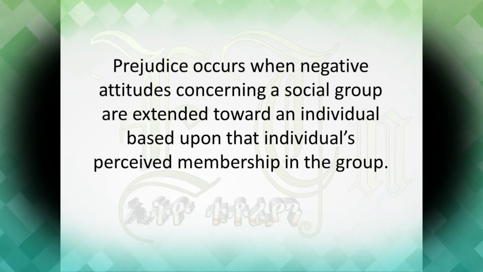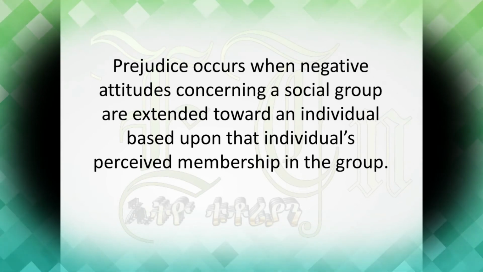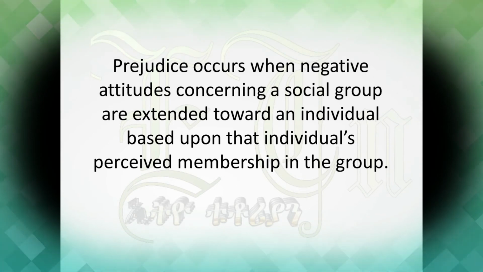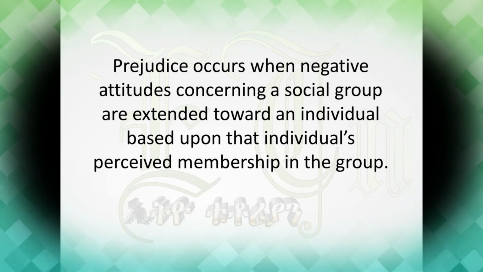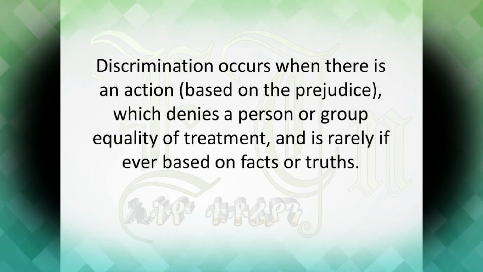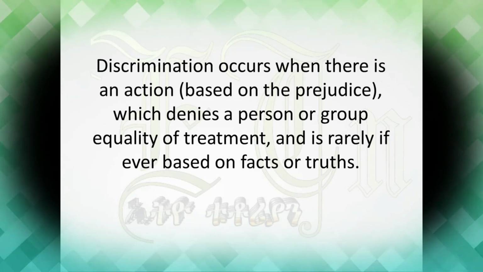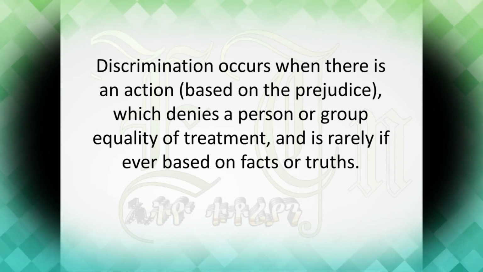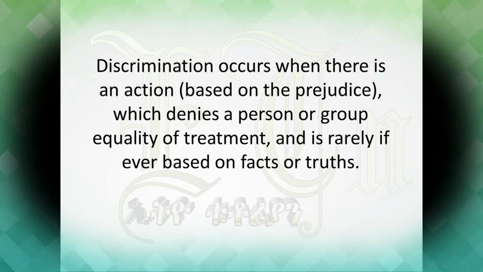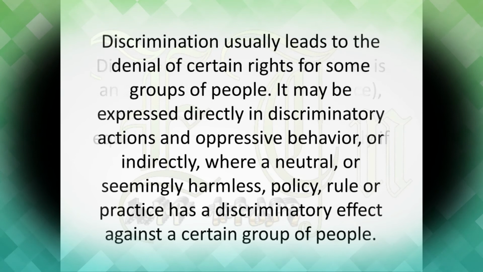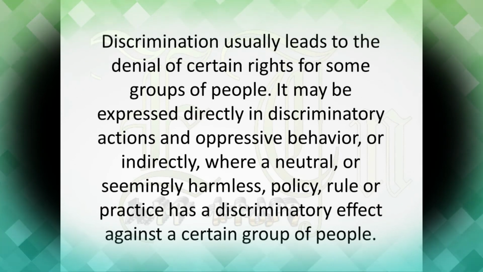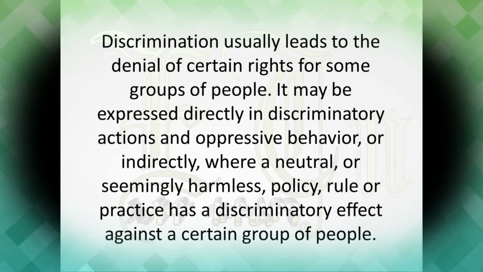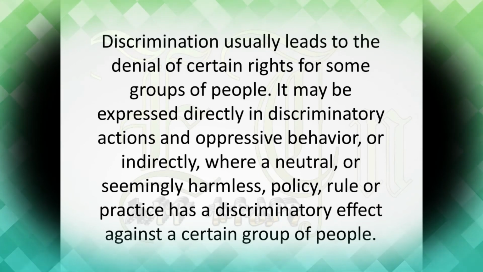Prejudice occurs when negative attitudes concerning a social group are extended toward an individual based upon that individual's perceived membership in the group. Discrimination occurs when there is an action, based on the prejudice, which denies a person or group equality of treatment, and is rarely if ever based on facts or truths. Discrimination usually leads to the denial of certain rights for some groups of people.